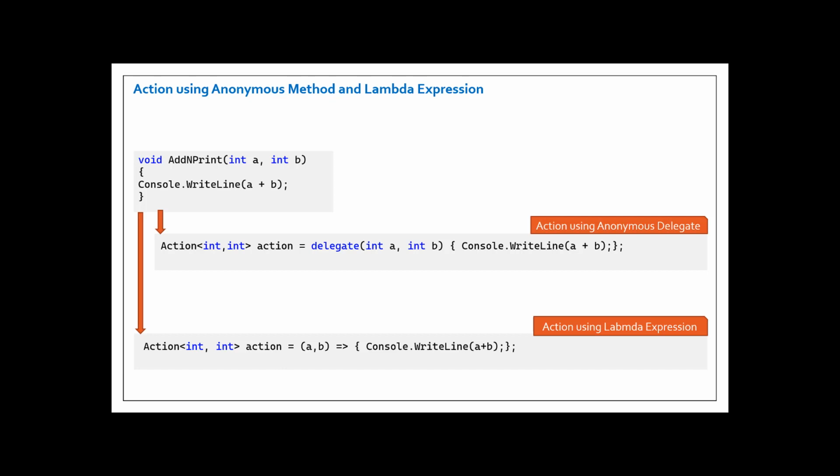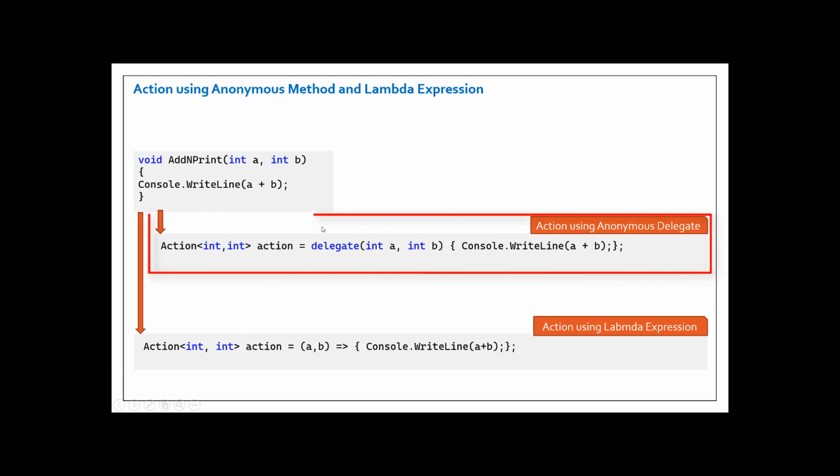Similar to func, we can use Action for anonymous methods and lambda expressions as well. So we have the same method, add and print, taking integer a and integer b as parameters. Simply, we can create one delegate having parameters a and b, we are writing the sum to the console, and we are referring to this anonymous delegate in an Action. So Action is used when we are not returning anything. We are just doing some manipulation inside the method, but we are not returning.